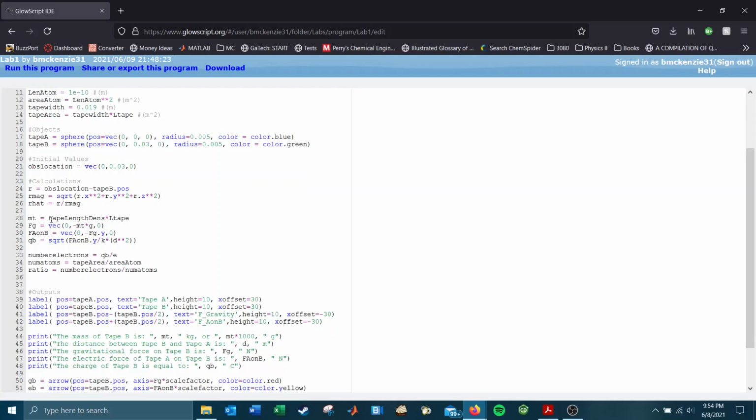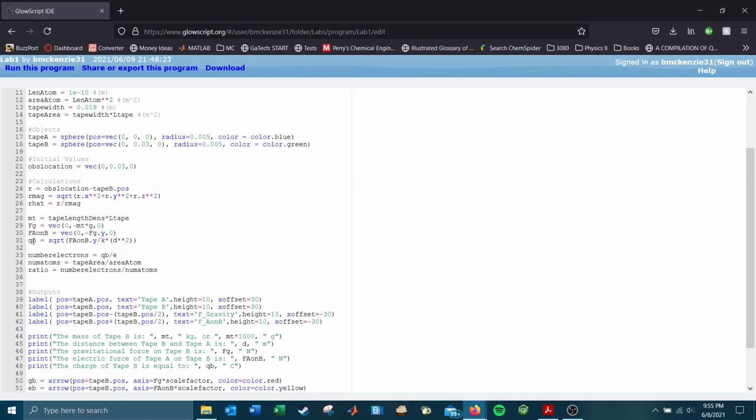After that, I found the mass of tape by taking the length of the tape times the density length value of the tape, giving us a mass, which was in the output. Then I have the force of gravity, which was the mass of the tape times gravity, and in my case, the y direction is pointing downwards from tape B to tape A, that's why it's negative.